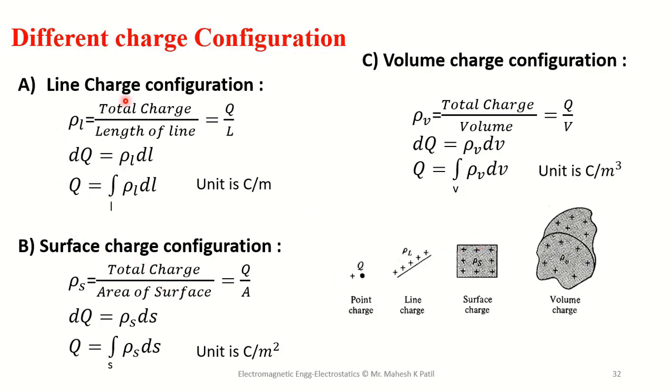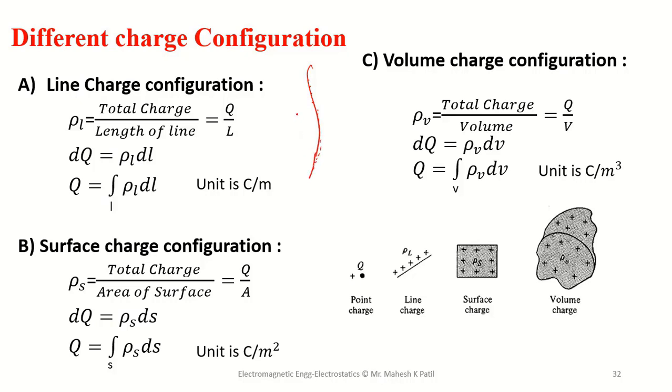So the different charge configurations include line charge configuration, surface charge configuration and volume charge configuration. In the line charge configuration, the line charge is given like this. So this is the line charge. Let this line charge have a number of charges present. So it is called a line charge.